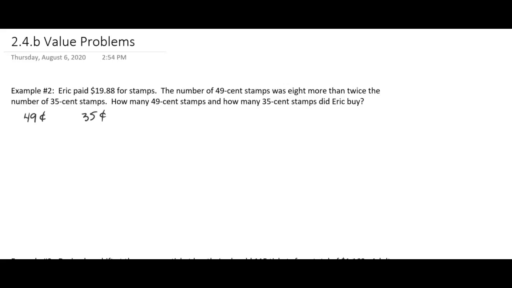So maybe I'll call the 49 ones F, or 49, and I could call 35 T, but it's going to tell me something. I'll put a T there. It's going to tell me the number of 49 stamps, so F is 8 more than something, plus 8, twice the number of 35 cents, so 2T. So that's what I want to know. F is going to equal 2T plus 8. I'll kind of squeeze it in there. Okay, so now I have a representation.